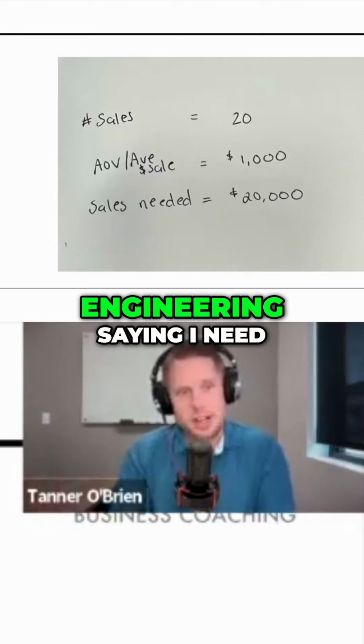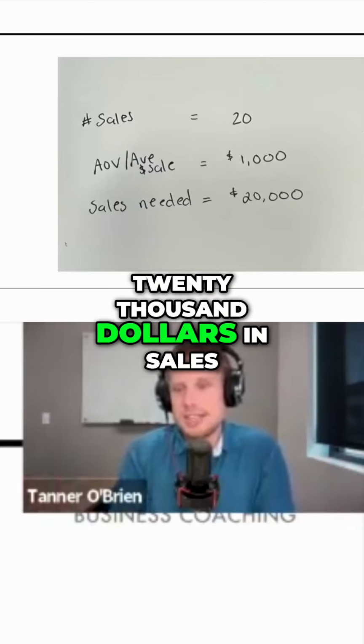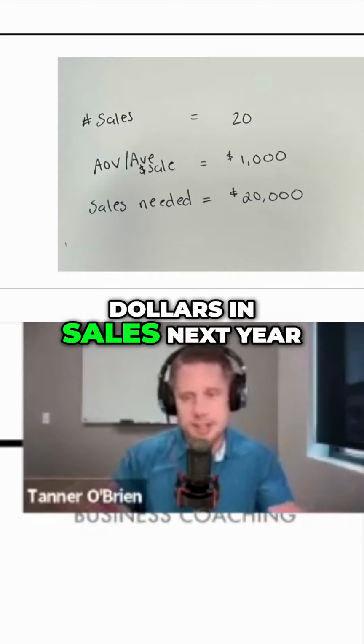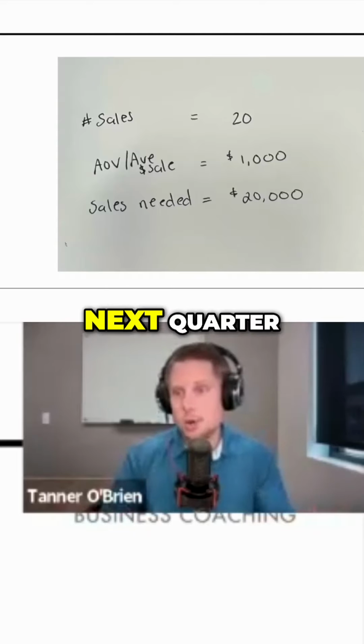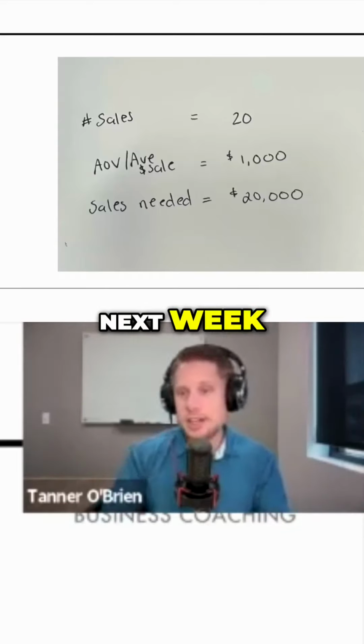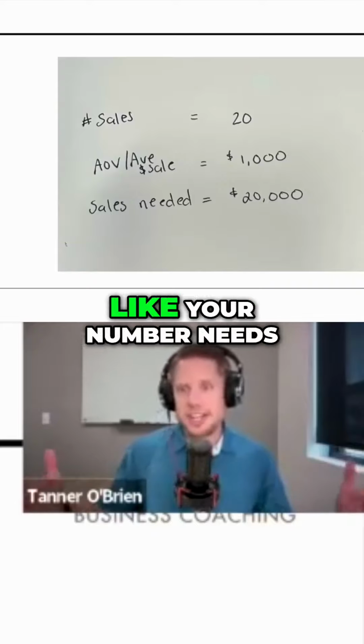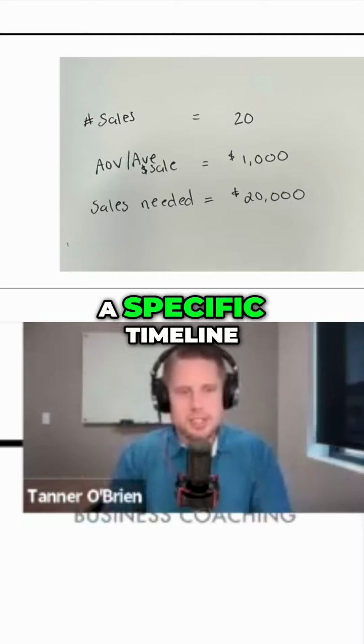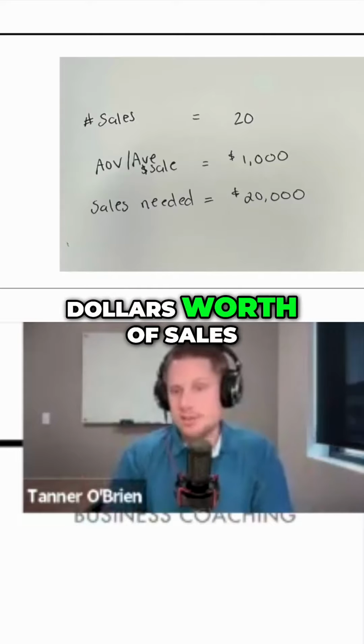So this is reverse engineering, saying I need $20,000 in sales. Now, for you, you could say I need $20,000 in sales next year, next quarter, next month, next week, tomorrow, whatever your number or timeline needs to be. But on a specific timeline, we need $20,000 worth of sales.